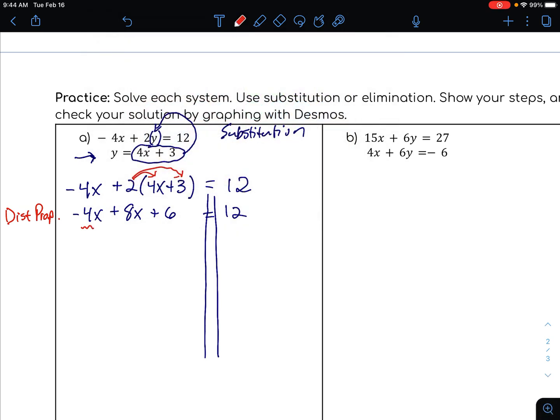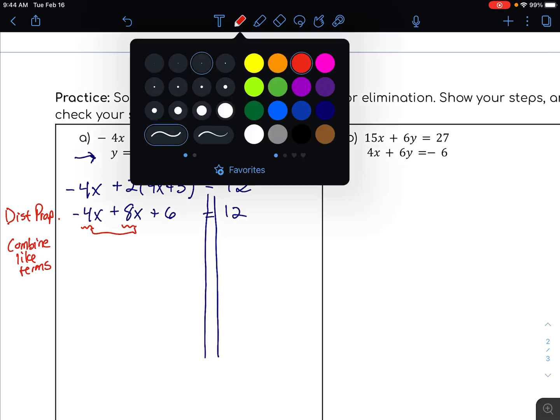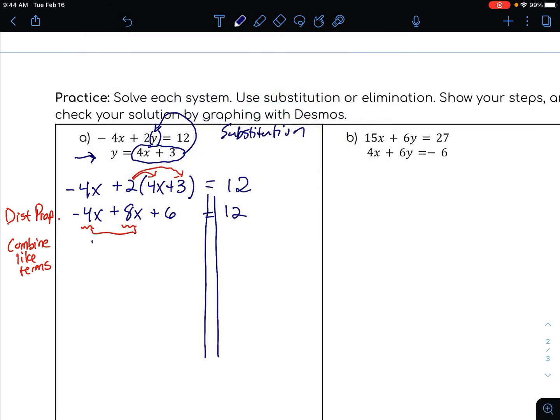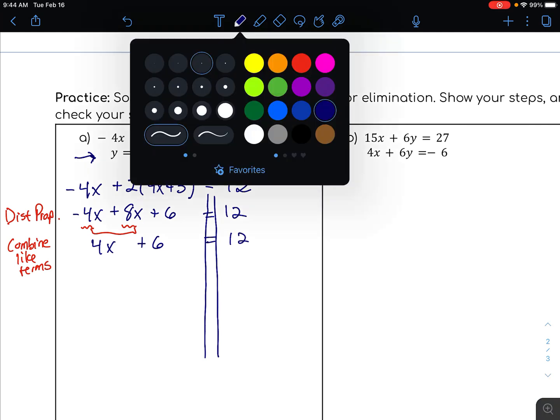And then we notice we have a couple like terms that are on the same side of the equation. A couple terms that have x's, which means we can combine those together. So combine like terms. These two go together. Negative 4x plus 8x would be a positive 4x, plus 6 is equal to 12.